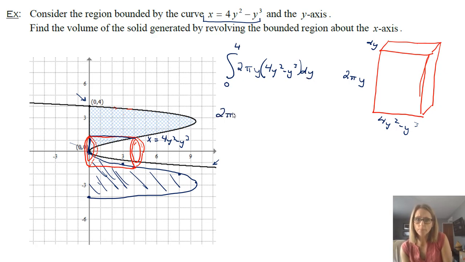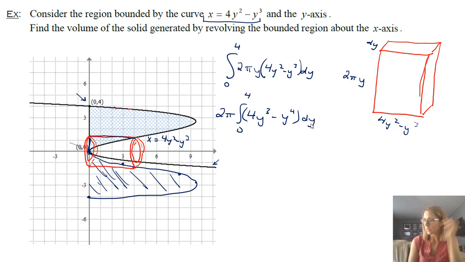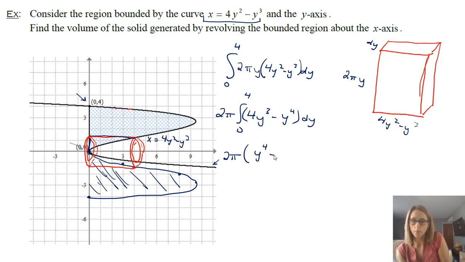We can pull out the 2 pi, integral from 0 to 4. We can multiply through by y, a pretty simple integration here, to get 4y cubed minus y to the 4th dy. You're welcome to pause this and see if you can get a final answer here. But now we just need to integrate what we have. We didn't use anything special, just regular integration here. We've got y to the 4th minus y to the 5th divided by 5, integrated from 0 to 4. So we are on our way.